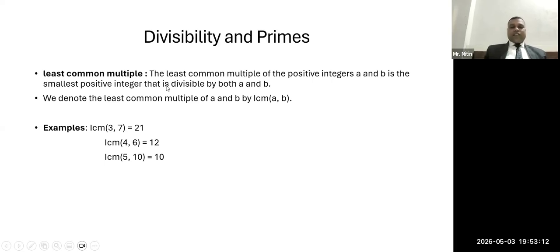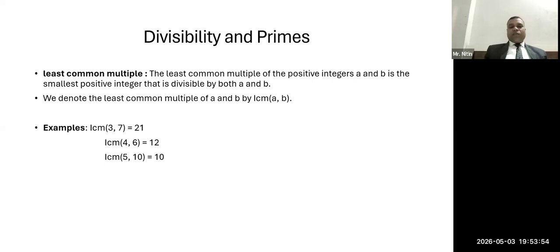Let's see whether this example satisfies the definition. The least common multiple of the positive integers a and b, according to this example a and b are 3 and 7, is the smallest positive integer that is divisible by both a and b. Yes, we just checked these two numbers, and this LCM, 21, is divisible by both 3 and 7. So 3 sevens are 21, 7 threes are 21.